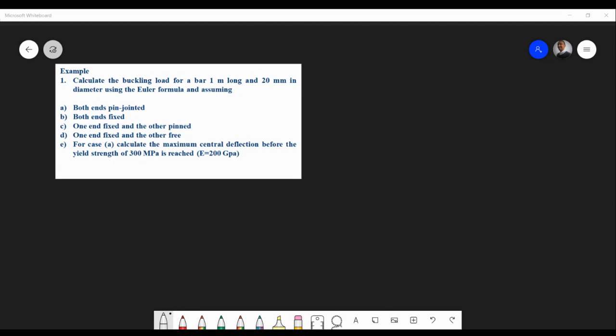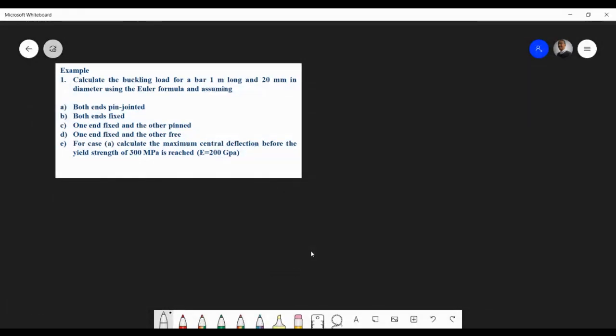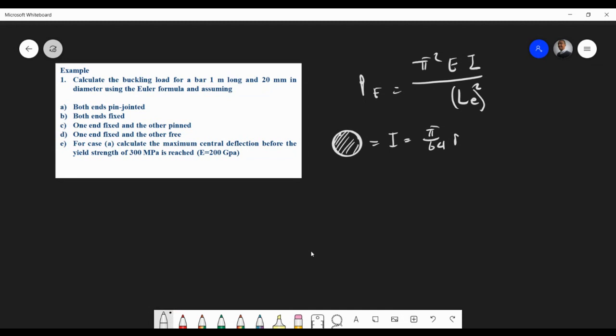In this case, it has a diameter. First things first, let's write our formula down: P_E or P_U or P critical equals pi squared EI over L_E squared, where L_E is the effective length, and this changes depending on the condition. What's nice here is we're working with a bar, so we know your I section is the same on both X and Y, which is fortunate for us. So we can just use pi over 64 times that.